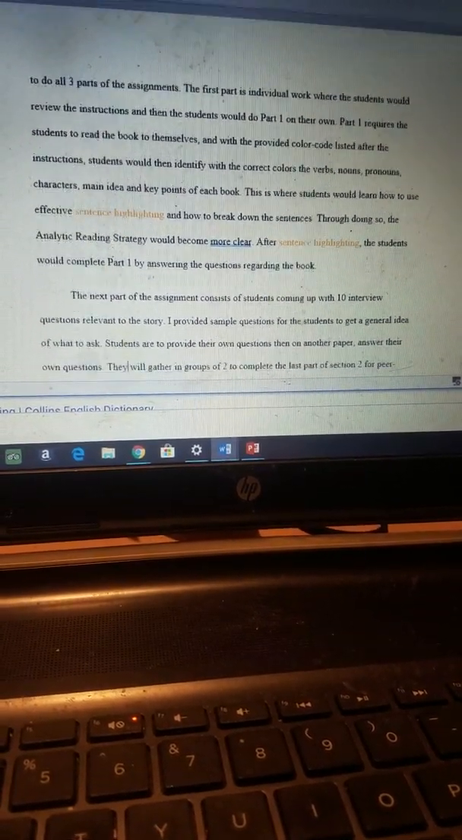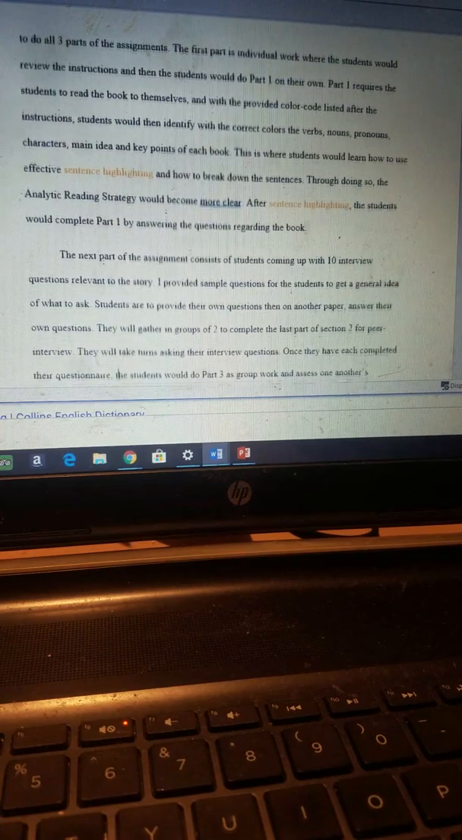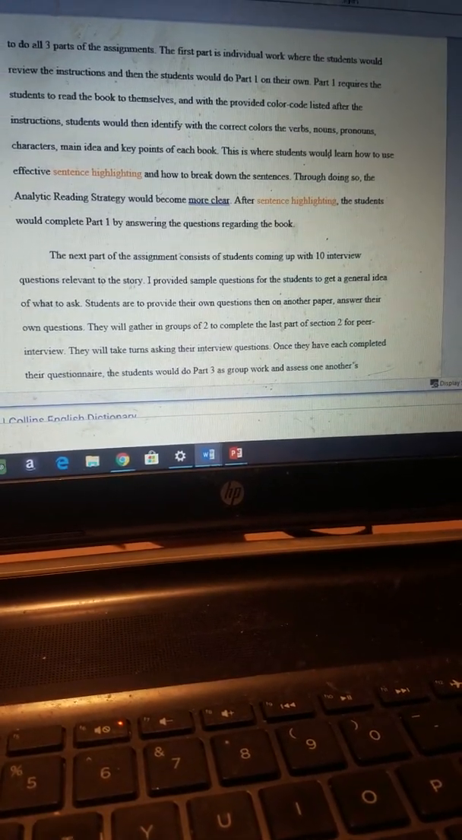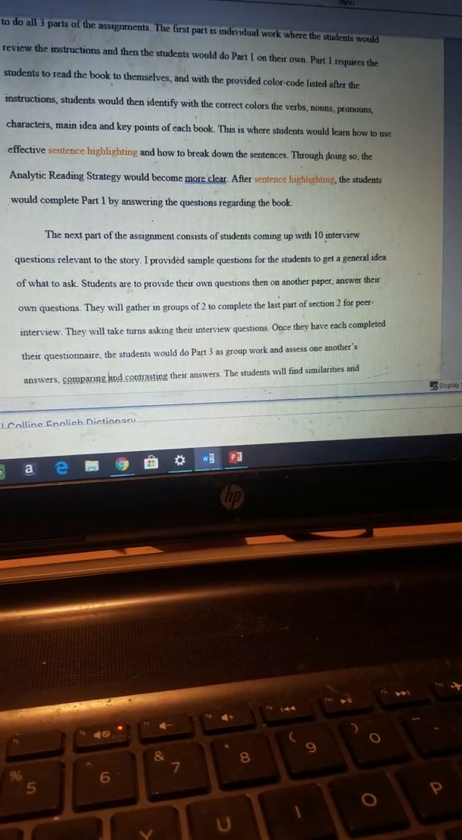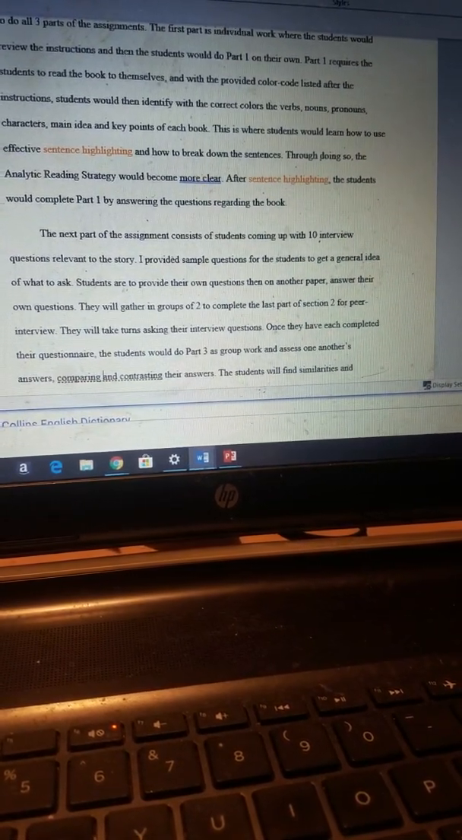This is where the students would then learn how to use effective sentence highlighting and how to break down the sentences. Through doing so, the analytic reading strategy would become more clear. After sentence highlighting, the students would complete part one by answering the questions regarding the book.